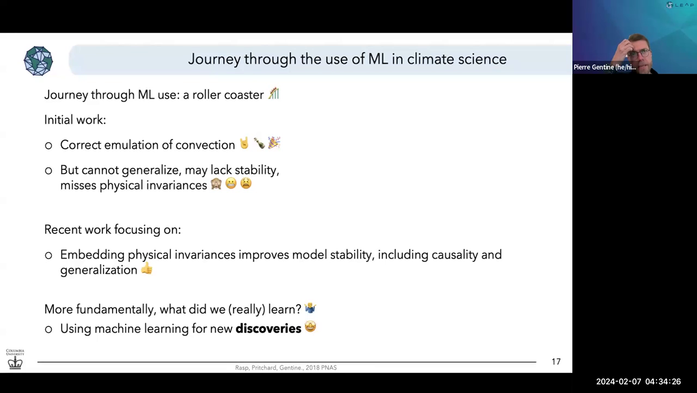But more fundamentally, the issue is that, okay, we can emulate processes, but what did we really learn? And that's been, for me, the main objective over the last couple of years: using AI and machine learning to harvest data, but also understand new things. And I'll try to show you a few examples.